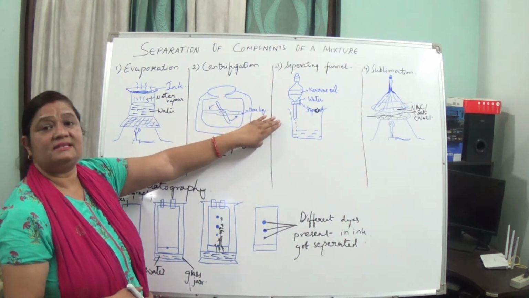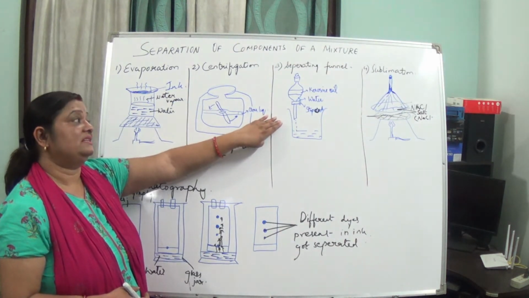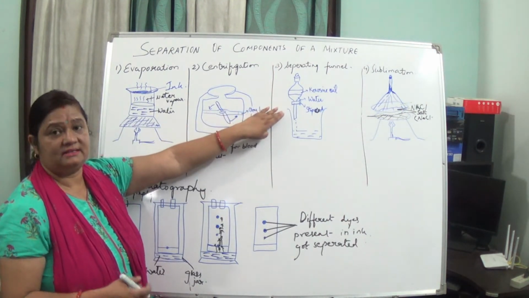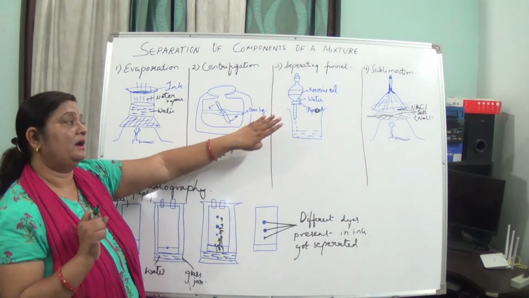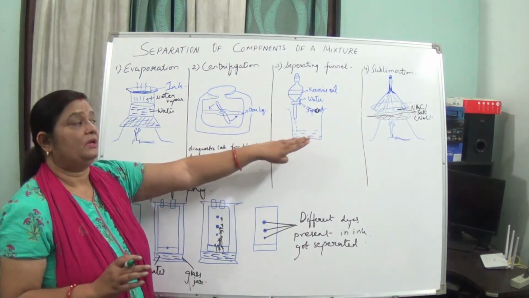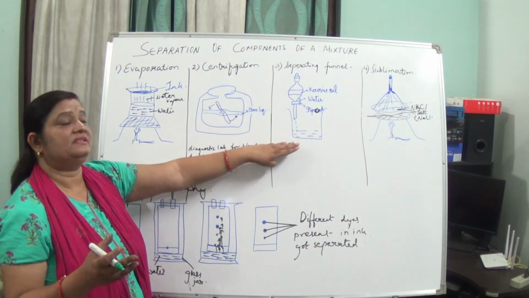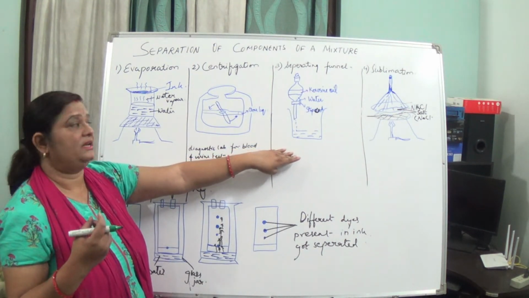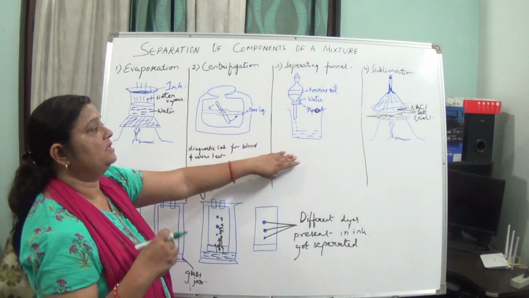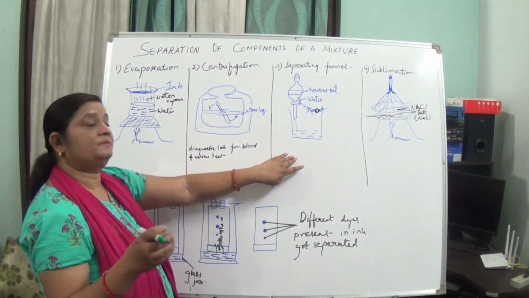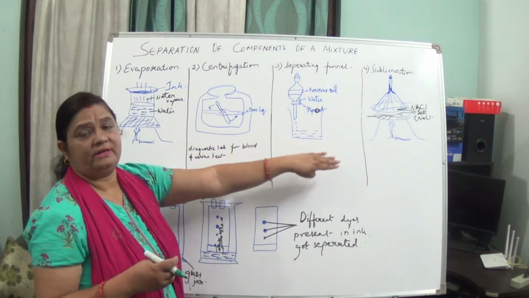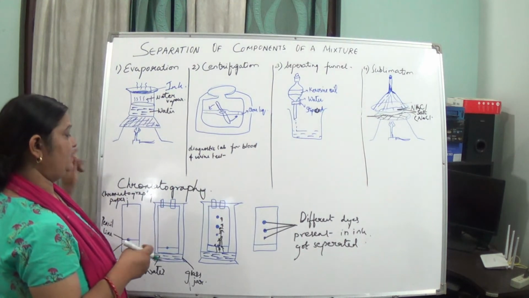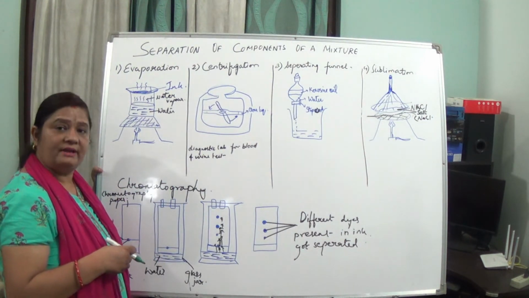Okay, in the separating funnel, density is the medium seen, and the less dense and more dense substances of immiscible liquids are separated. Sublimation, where a mixture consists of a substance which can sublime and a substance which cannot sublime, can be separated by the process of sublimation. Okay, chromatography, different dyes can be separated by the process of chromatography.